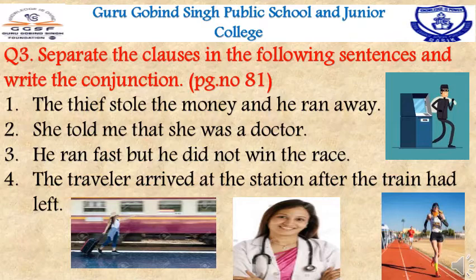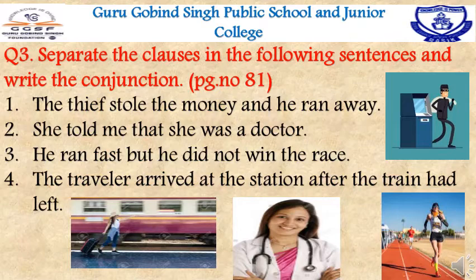First one, the thief stole the money and he ran away. Find out clause number 1 and clause number 2 from it. Clause number 1 is, the thief stole the money, and clause number 2 is, he ran away. Then what is the conjunction here, children? And is the conjunction. Now the second one, she told me that she was a doctor. Clause number 1, she told me. Clause number 2, that she was a doctor. What is the conjunction here? That.